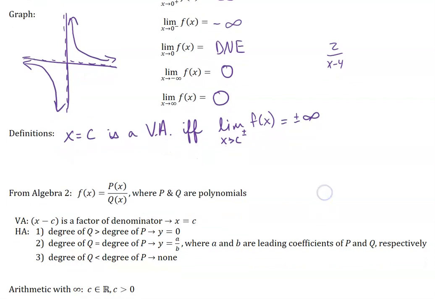For horizontal asymptotes, though, it's a little bit of a different story. For a horizontal asymptote, we can say that the horizontal line y equals c is a horizontal asymptote if and only if, and now I'm looking at what happened here, we're talking about end behavior. So if and only if the limit as x approaches positive or negative infinity of the function is equal to that constant.